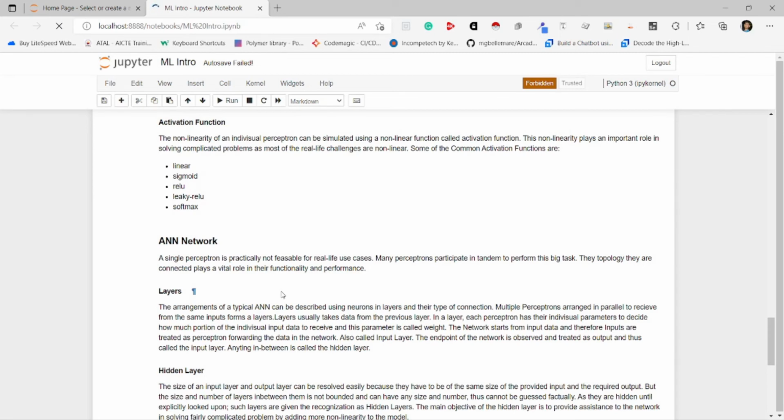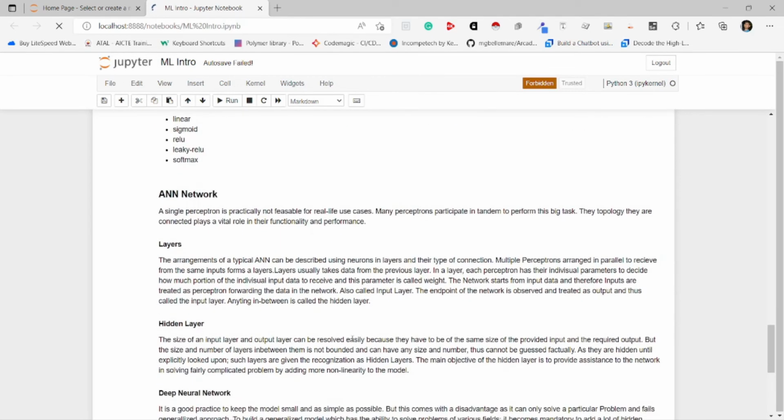The topology in which they are connected plays a vital role in their functionality and performance. The arrangement of a typical artificial neural network can be described using neurons in layers and their type of connection. Multiple perceptrons arranged in parallel to receive from the same input form a layer. Layers usually take data from the previous layer. In a layer, each perceptron has its individual parameter to decide how much portion of the individual input data to receive, and this parameter is called weight.